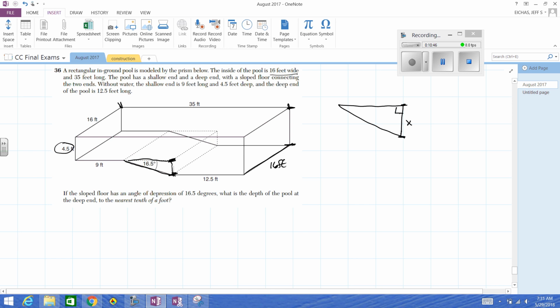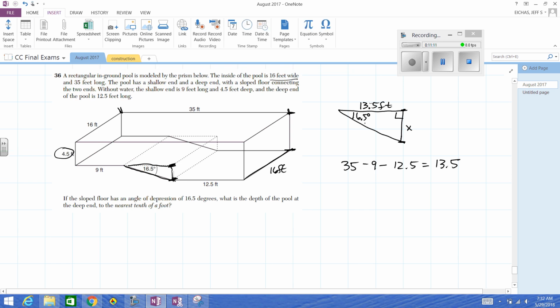So what we're looking at is 16.5 degrees. We've got to figure this out. So let's see, it's 35 feet all the way across. We're going to subtract 9 and then subtract 12.5. That's going to get us 13.5. So this distance here is 13.5 feet.